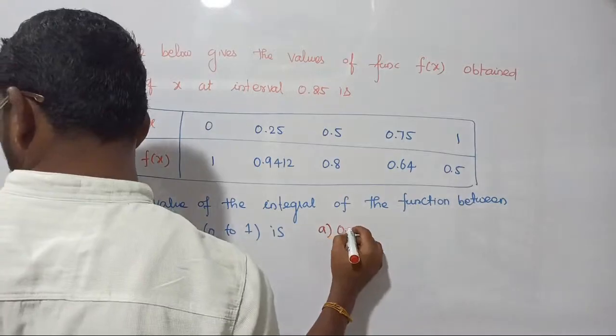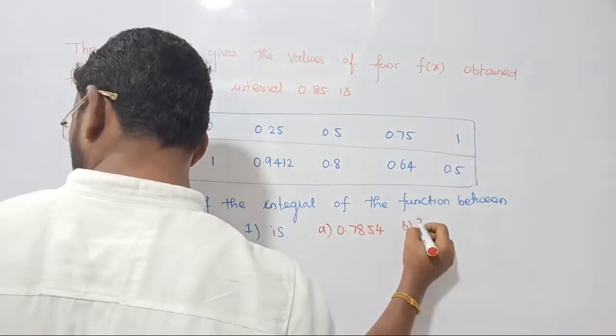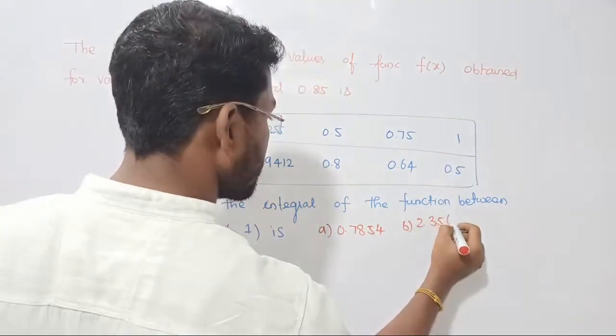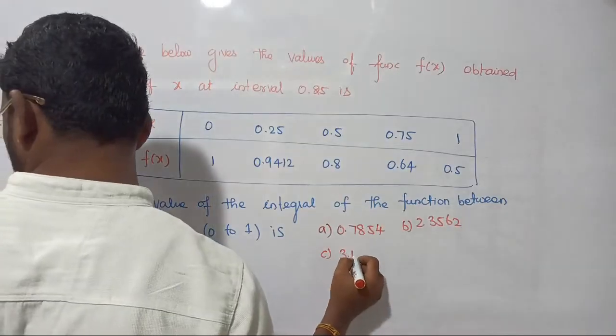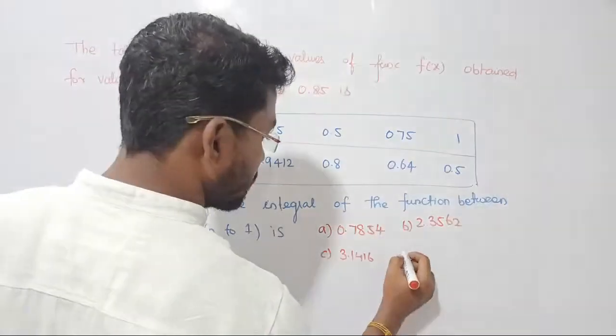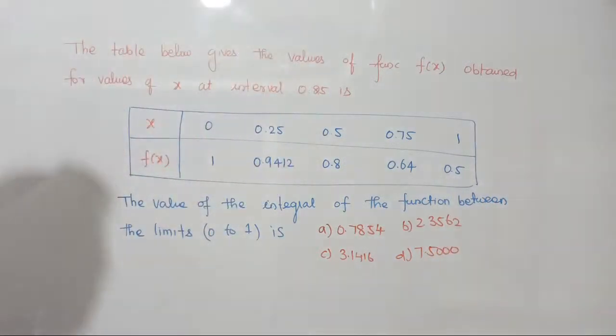Option A, they said 0.7854. Option B, they said 2.3562. Please do it, don't wait for me. Option C, 3.1416. Option D, they said 7.5000. That's all, right? So totally 4 options are given.